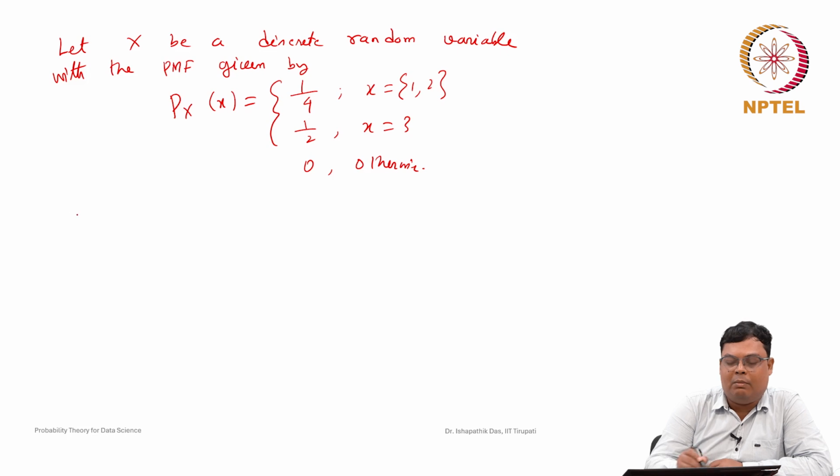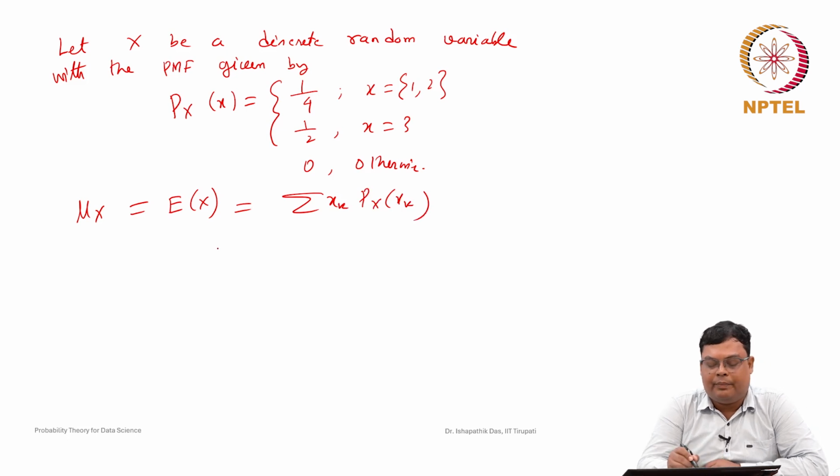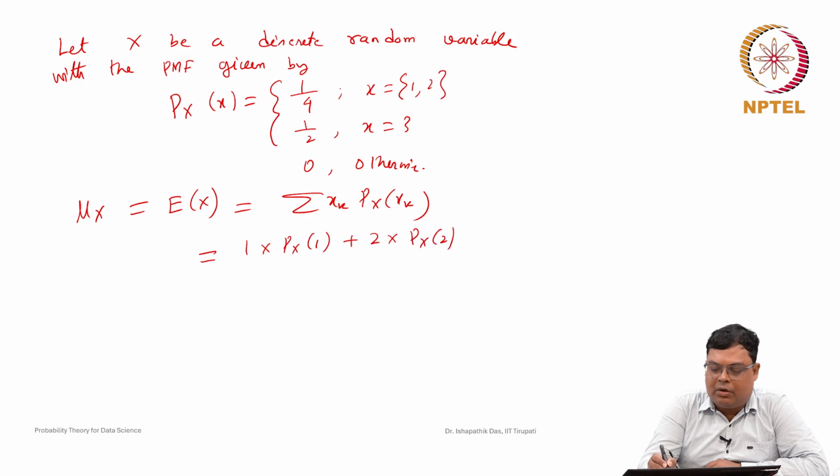If you find the mean, the expected value mu_X is nothing but the expected value of X. By definition, this is the summation of x_k times P_X(x_k). What values can it take? 1 into P_X(1) plus 2 into P_X(2) plus 3 into P_X(3). These 3 values it is taking, 1, 2 and 3, and there are no other values, so only 3 values it is taking.